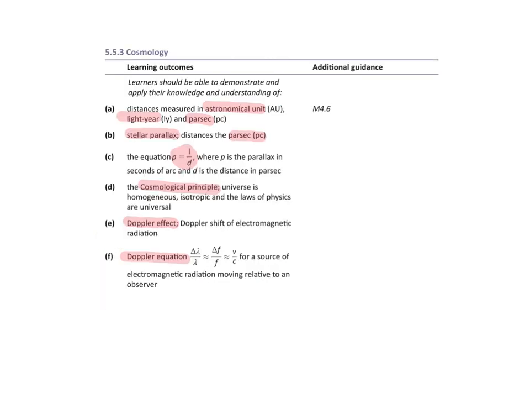Okay, so going back to the learning outcomes, we looked at the astronomical unit, the light year, and the parsec. We also talked about stellar parallax with distances, the parsec, and the equation where P is the parallax in arc seconds and D is the distance in parsecs. We will have a quick look at the cosmological principle and the Doppler effect and equation.